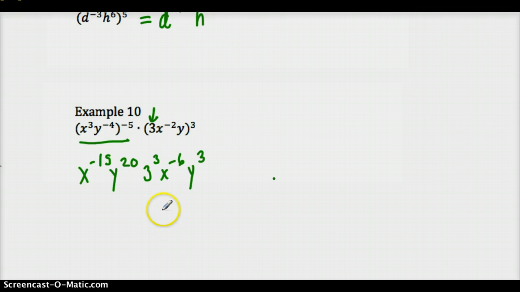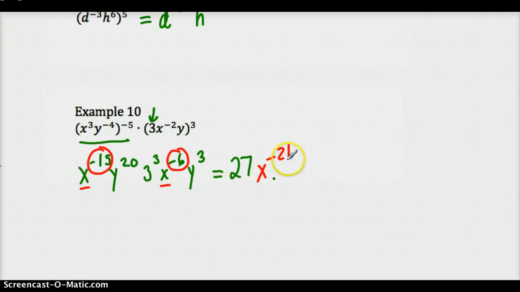Now we can put things together. So 3 to the third, you can either leave that as 3 to the third, or most of us would probably put 27 there, because 3 times 3 times 3 is 27. My x's are here, same bases. So add those. Negative 15 plus negative 6 would be x to the negative 21. See, I'm adding negative 15 and negative 6. Putting those together gives me negative 21. And y, I'll do that in blue, same base, add 20 plus 3 to get y to the 23rd.